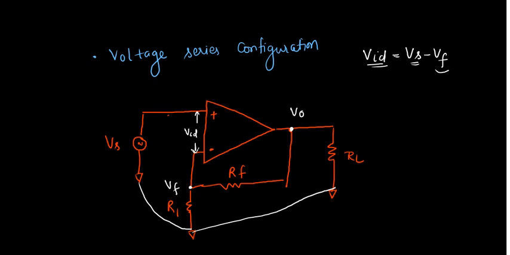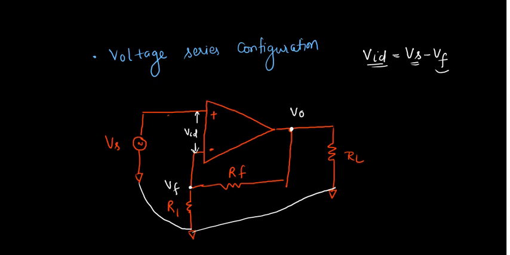Because we are connecting this to the negative terminal. Do it vice versa, you will see something else, but that is not our aim. You have to provide some feedback here and you have to add. You will see it when we discuss positive feedback. Here we are discussing negative feedback. So VID is Vs minus Vf.